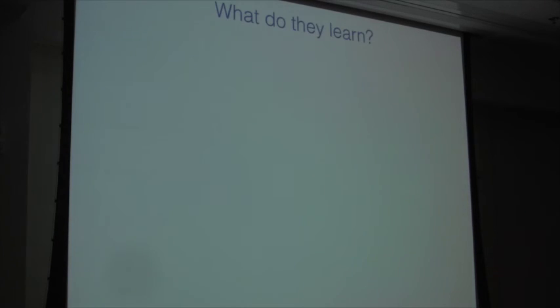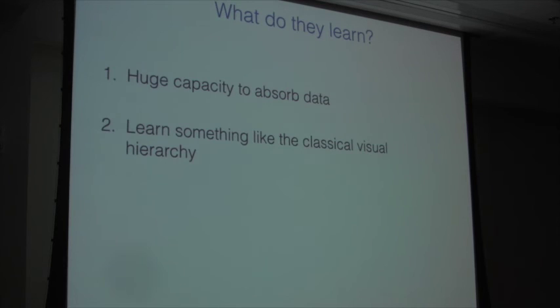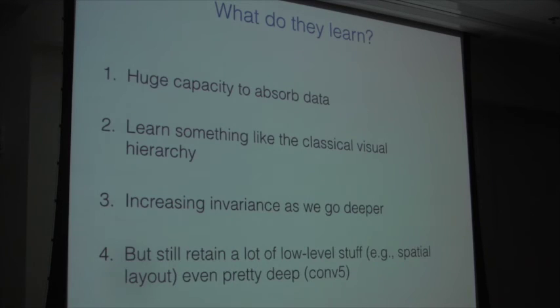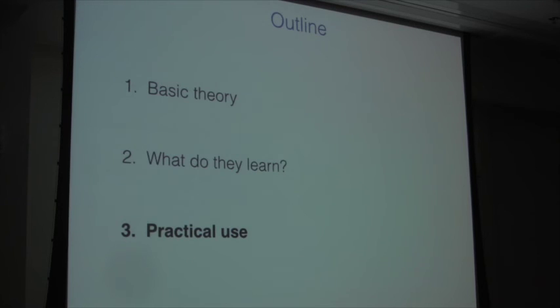OK. So to recap this section, we saw that these networks have this huge capacity to absorb data. And in the end, that allows them to learn something kind of like the classical visual hierarchy. Not exactly like it, and there's a lot of ongoing work to see how similar the representations are. We get increasing invariance as we go deeper, but we still retain a lot of low-level stuff, like spatial layout, even all the way up through the fifth layer of the network. So we're not getting invariance immediately.